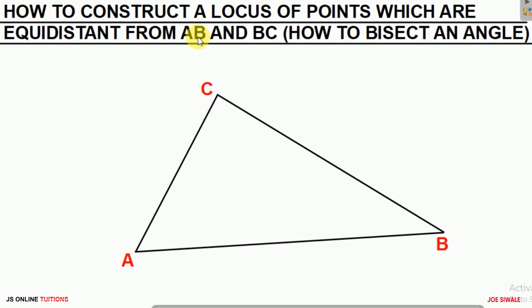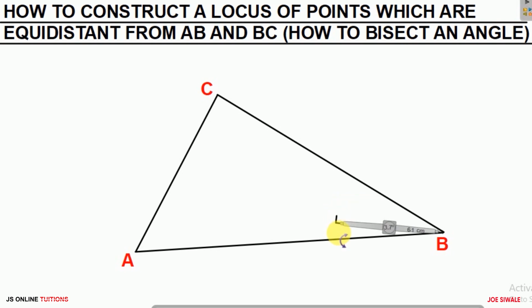And for us to bisect our angle B, we're going to get our compass, and we're going to put it at point B, because we are trying to bisect the angle at B. So with any radius, we're going to construct an arc on line AB. Also, we're going to construct an arc on line BC. So let us do that.